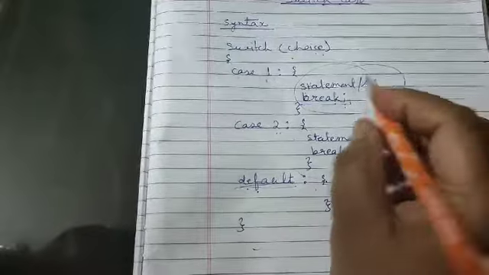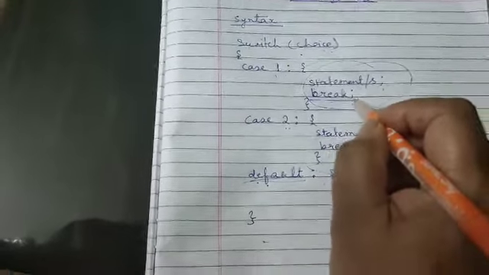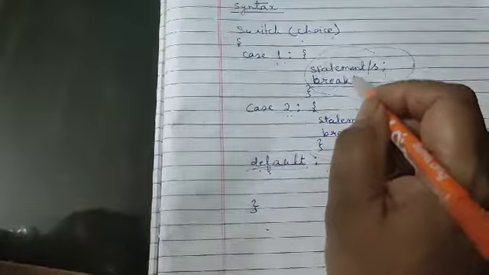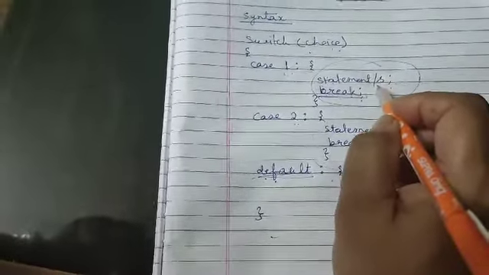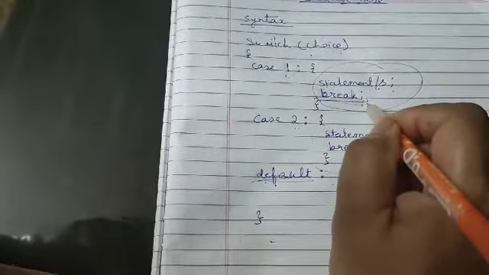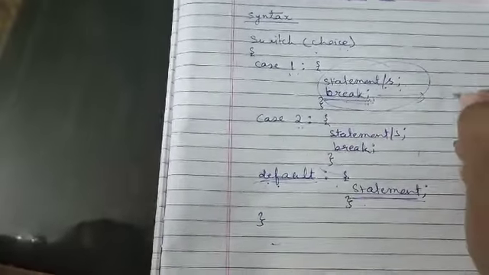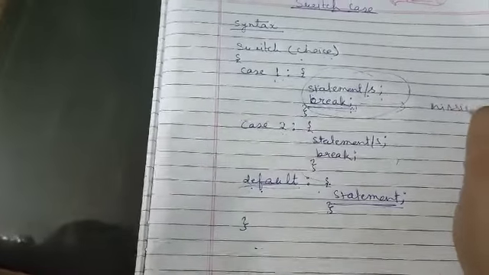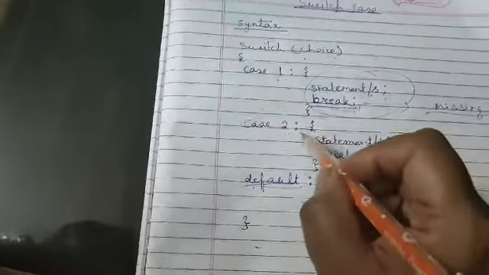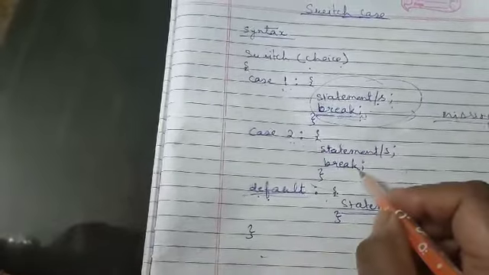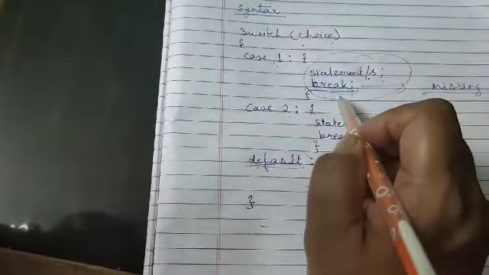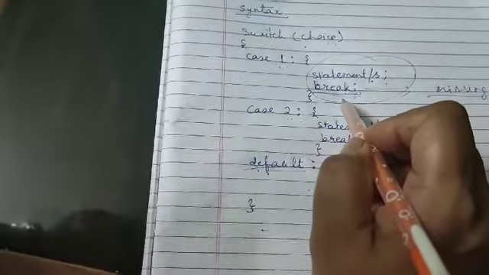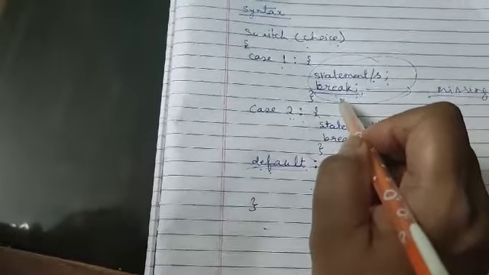What is the use of break? Break means, if you have given choice 1, and after that your statement is executed, and you have not written the break statement, if it is missing, then what will happen? Your control will go to case 2, and if break is missing there, then your control will go to default. So the cases will execute until the break statement is reached. So break statement is compulsory in switch case.